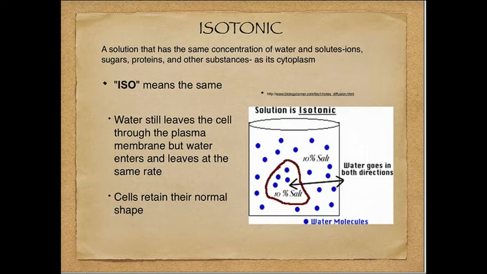So water will continue to leave the cell, but it leaves and enters at the same rate. So it doesn't change the concentration on either side of the cell. So the cell will retain its normal shape. All right, so if this is a cell here, this is the plasma membrane of the cell, and there's about a 10% salt concentration inside and outside, water will continue to move because of that dynamic equilibrium that we have, but it will move in and out at the same rate.